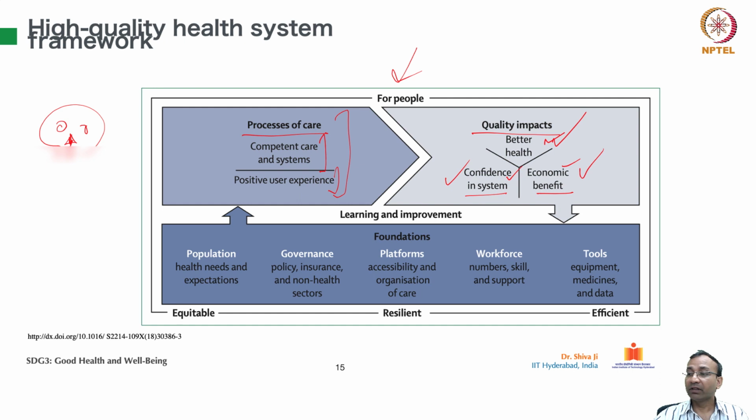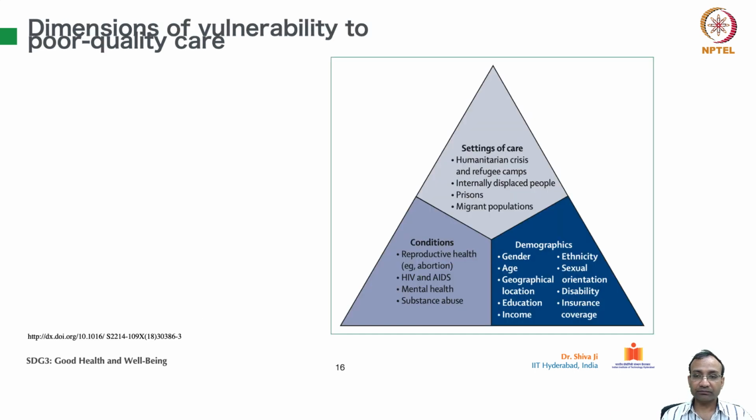Very simple. This leads to how you can make it resilient, efficient and equitable. Some foundations are given over here: population, governance, platform, workforce, and tools. In this, what do you need and what are the components, and together it leads to a strong healthcare system, which will again come back cyclically, right? So this is the correlation.